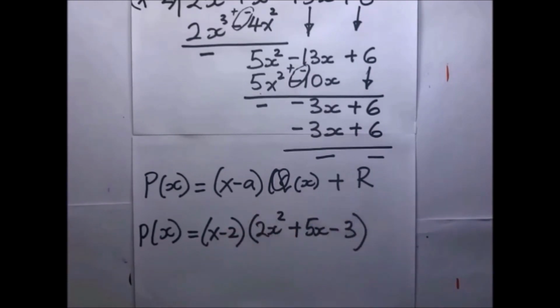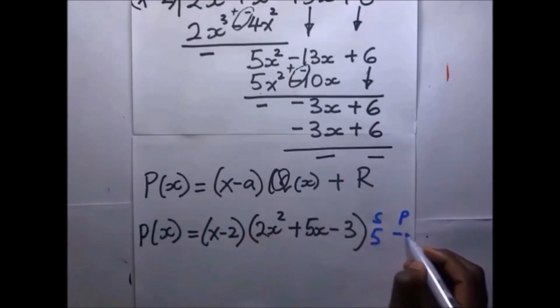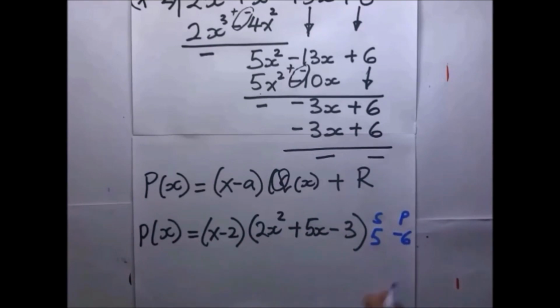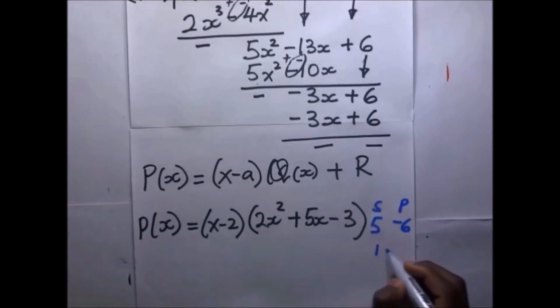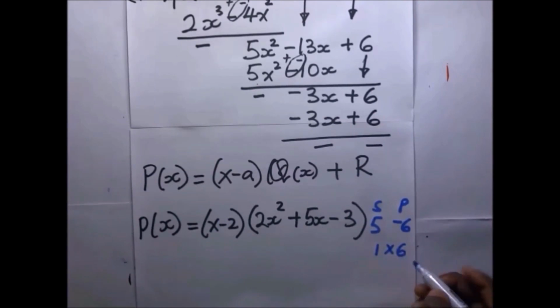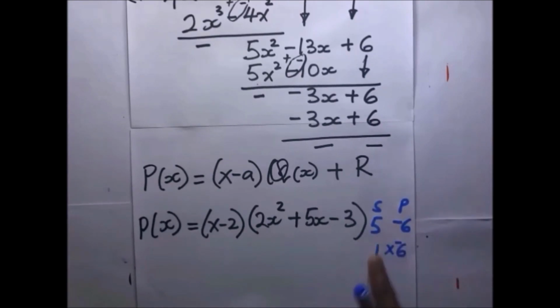factorize this quadratic equation. So factorizing that quadratic equation, it means that we're supposed to get two numbers. One of those numbers giving us a sum of positive 5, and the other number is giving us a product of negative 3 times 2, which is going to give us negative 6. So if we land on 1 times 6, 1 times 6 will give us 6, not negative 6. So if we made this a negative, 1 times negative 6 gives us negative 6.